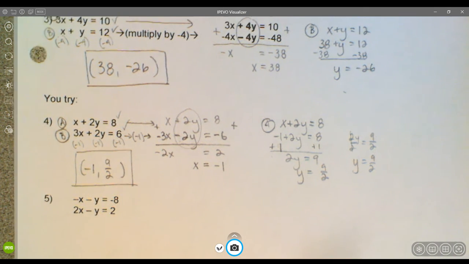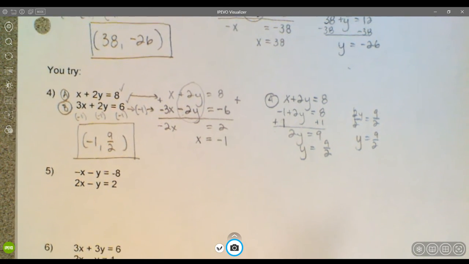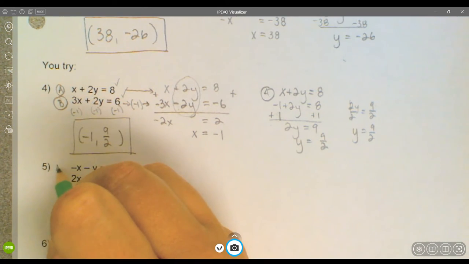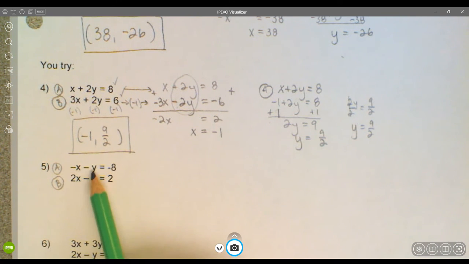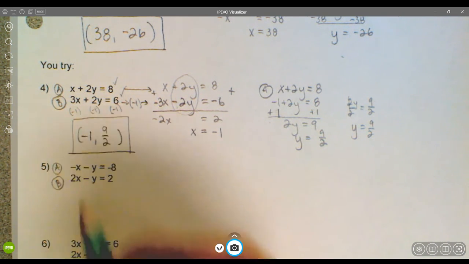And now I go to number 5. Equation A, equation B. Okay. I see a negative x. And I have a 2x. Can I turn this into negative 2x? Yeah, and then that will help me eliminate. I also see I have a negative y and a negative y. I just need to make one of those a plus y. So I think that's what I'm going to do.